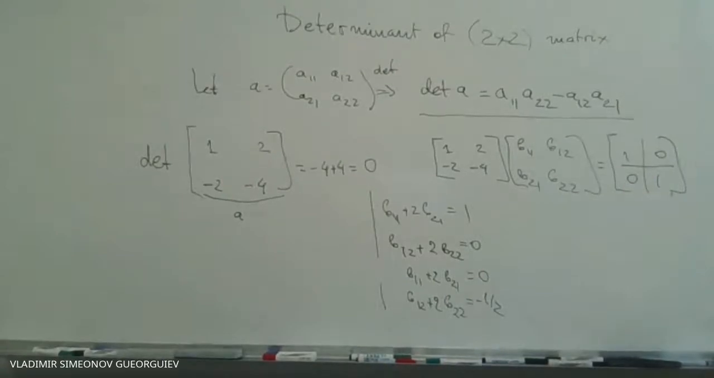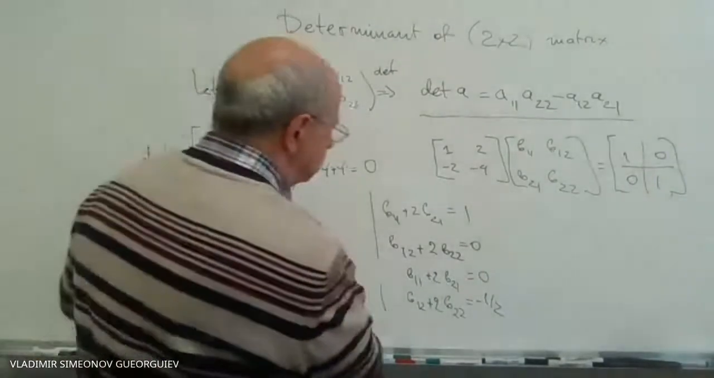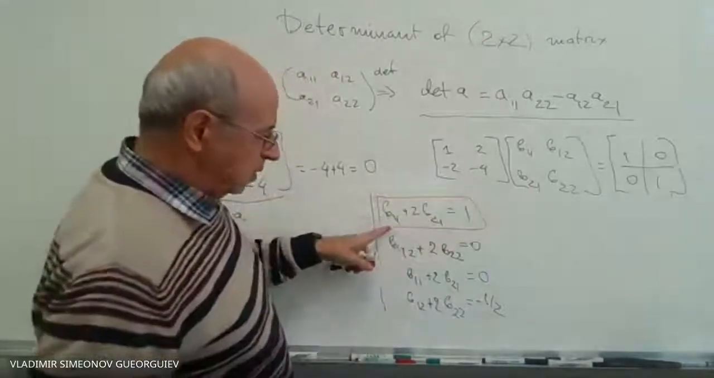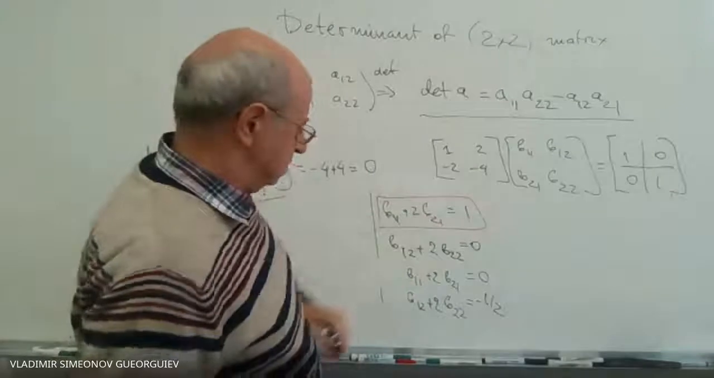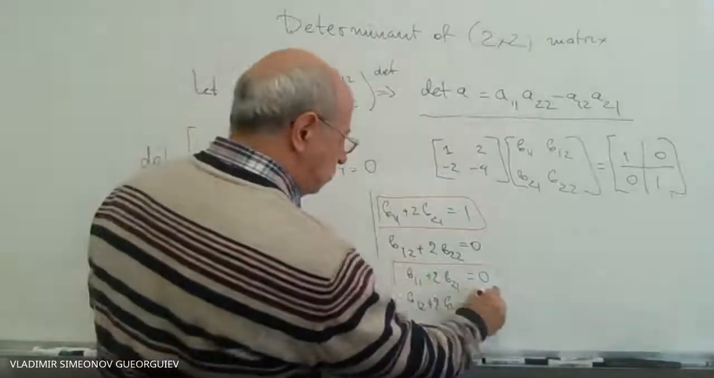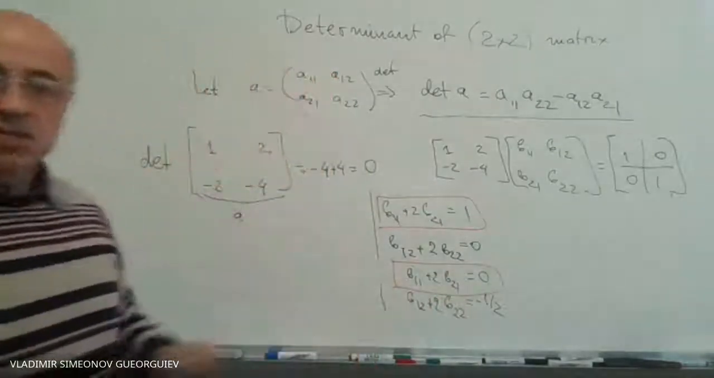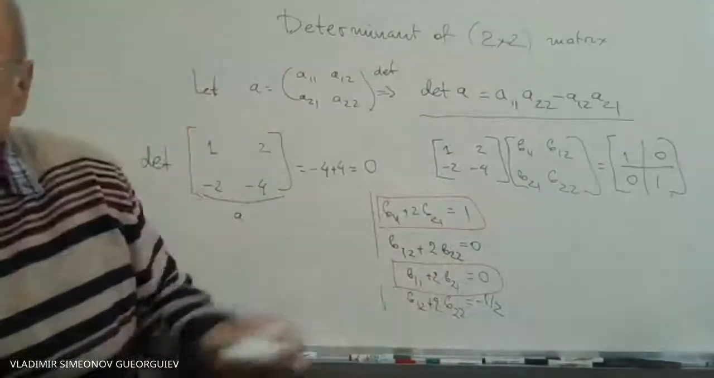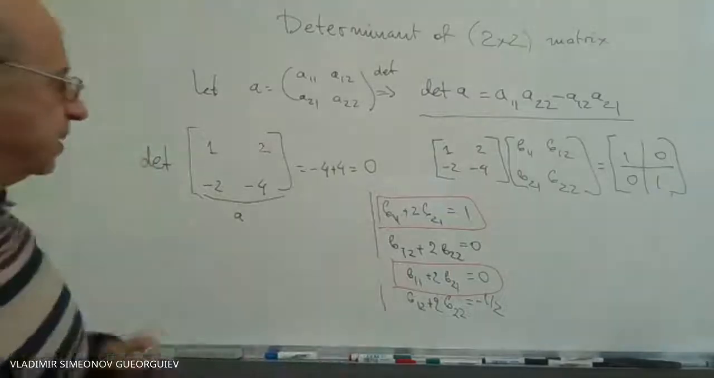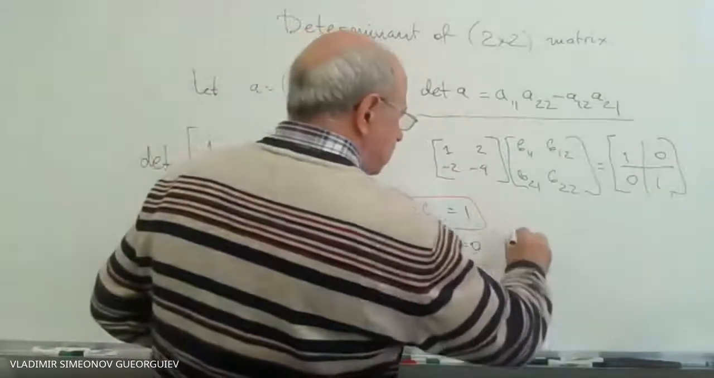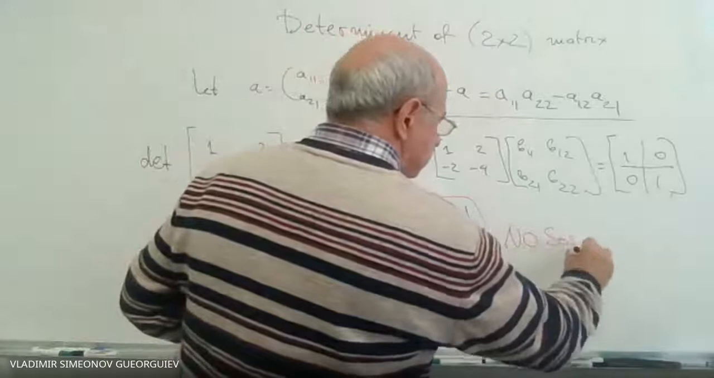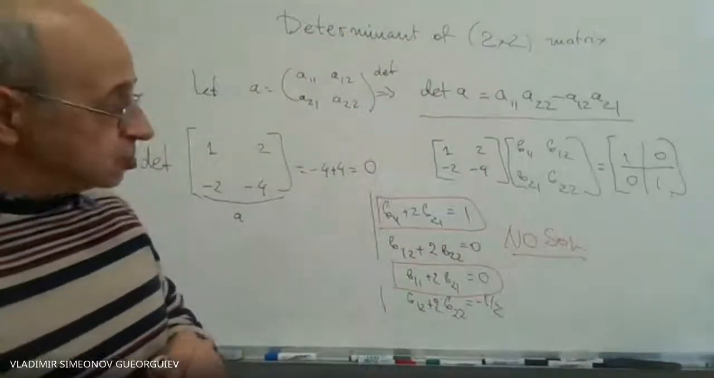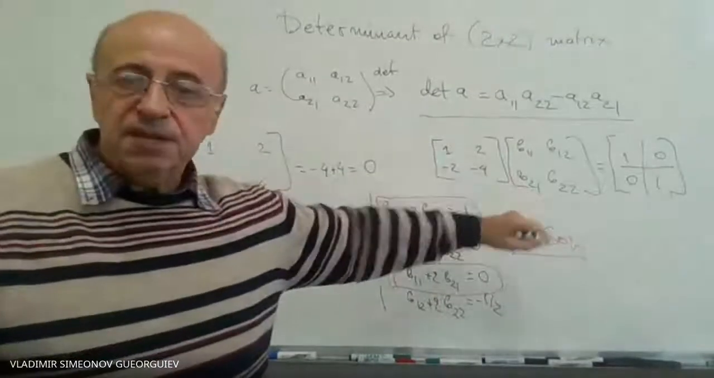We have a serious problem. Why? This line: B11 plus 2B1 is 1. The third row says something different. So 1 equals 0. There is no solution. This means it is not always possible to find the matrix.